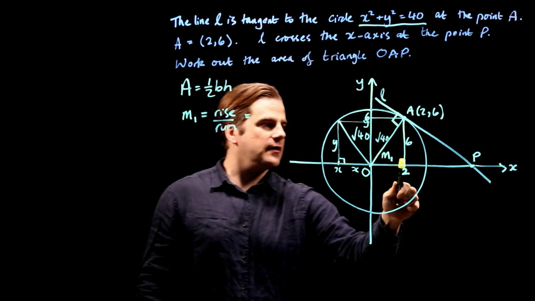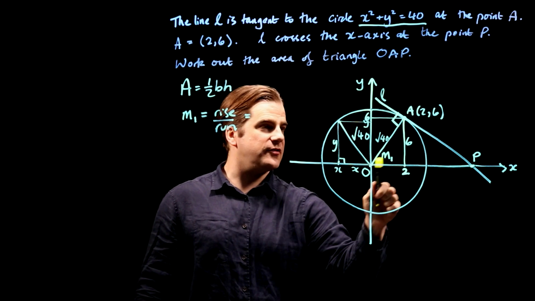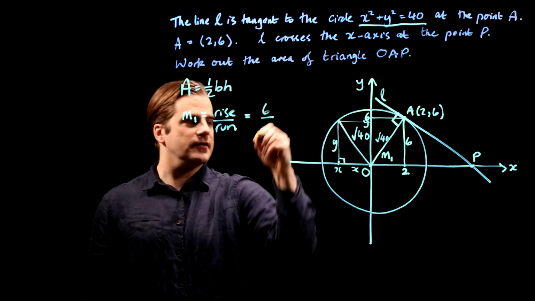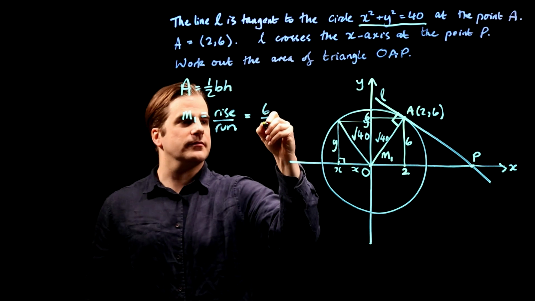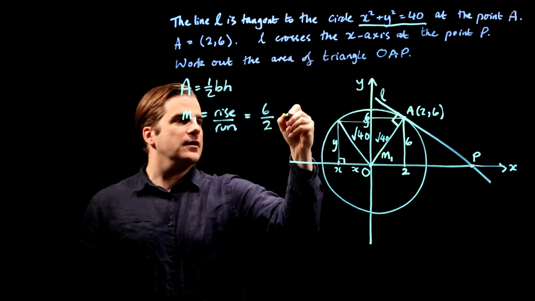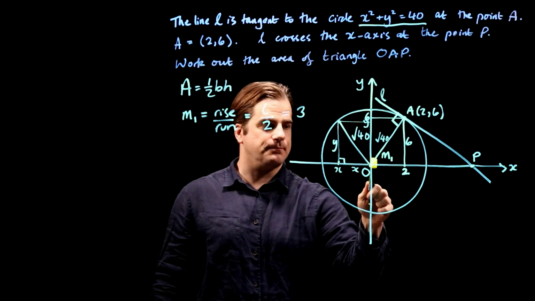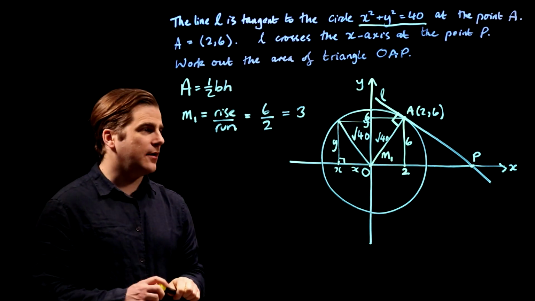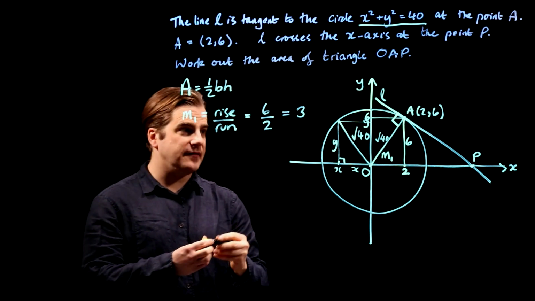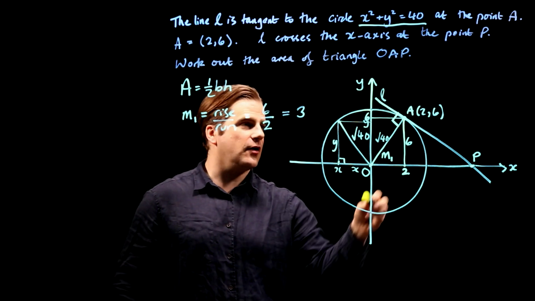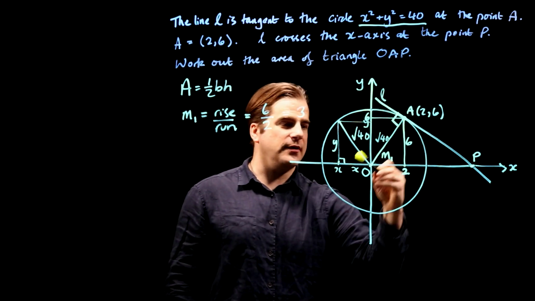Okay, which goes from 0, 0 to 2, 6, so the rise is 6, and the run is from 0 to 2, which is just 2. So the gradient of that line there is 3.